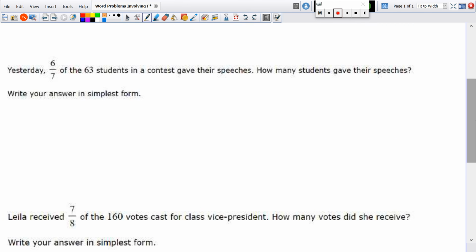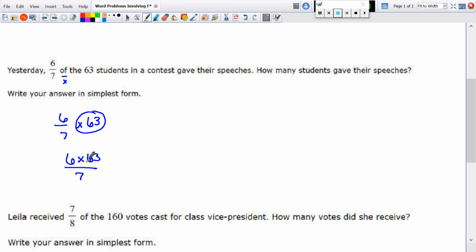Yesterday, 6/7 of the 63 students in a contest gave their speeches. How many students gave their speeches? So usually when you have "of," you're going to be multiplying. So we're going to do 6/7 times 63. Now when you have a fraction and a whole number, you're going to put the whole number up in the numerator. So it's going to look like this: 6 times 63 over 7.